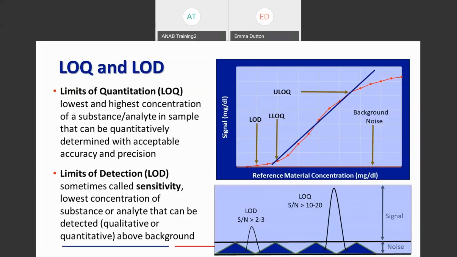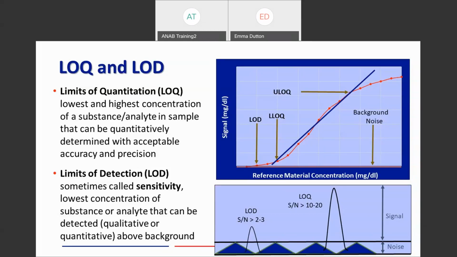Limits of quant and limits of detection, of course, go hand in hand for quantitative measures, needing to know your limits of detection so you can set background or that appropriate signal to noise ratio. And then limits of quant give you that lowest limit or even your upper limit of quant within that linear range. So it's the lowest and highest concentrations of a substance or an analyte in a sample that can be quantitatively determined with acceptable accuracy and precision.